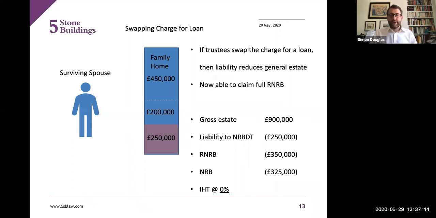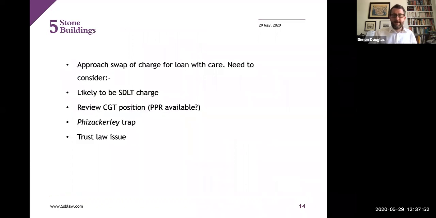If you are going to go down this route, I think there are a number of factors to consider, and I think this type of planning should be approached with care. So matters to consider is, well, is there going to be an SDLT charge? I think that depends upon the type of scheme that's been adopted. There probably will be an SDLT charge if the scheme has been constituted by appropriating a share of the family home to the discretionary trust. Although that SDLT charge is probably going to be less than the IHT savings that you might reduce, as in our example. You'll also need to review the CGT position.